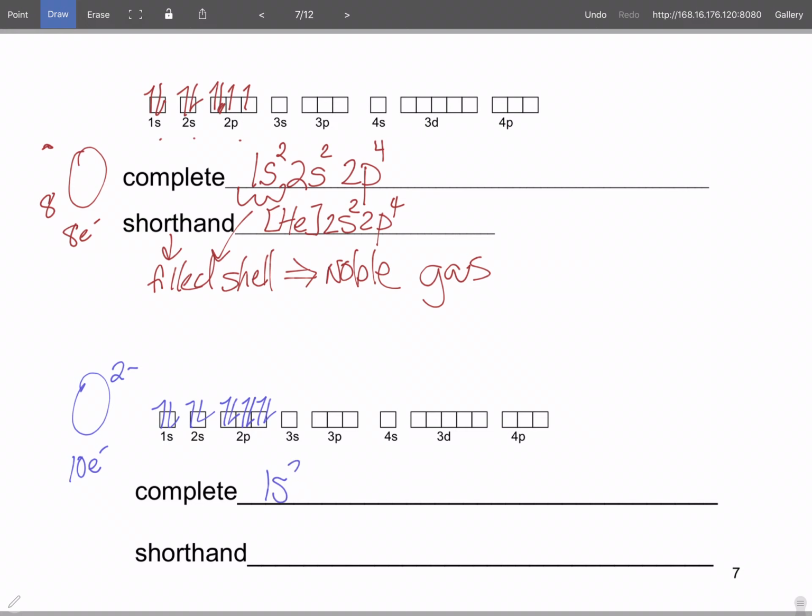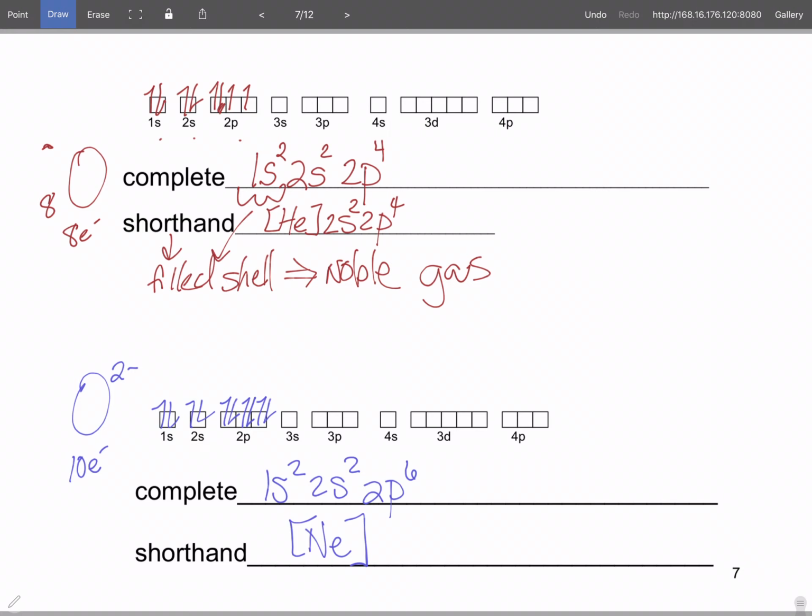So we have 1s2, 2s2, and now we have completed the p shell. So if you look at oxygen on the periodic table, what we've done is we've added 2 electrons. So we've actually gone to neon. So at this point, we are a closed shell. So our shorthand for this is neon.